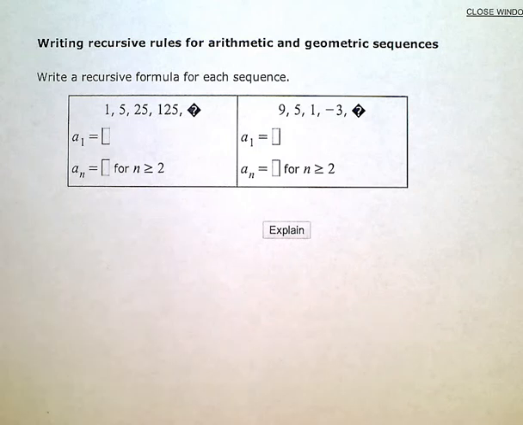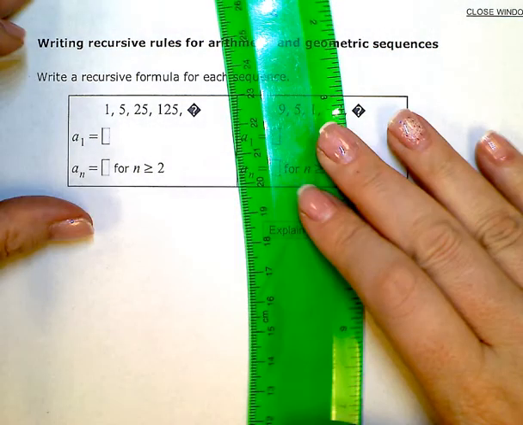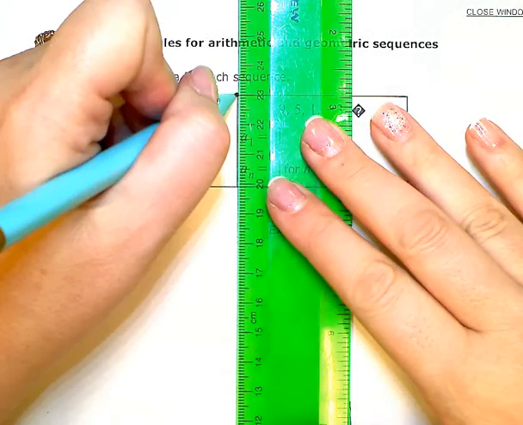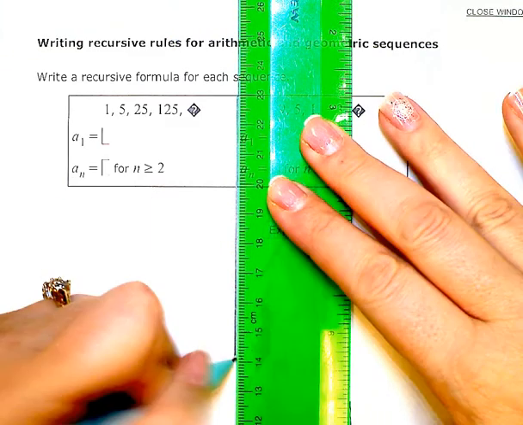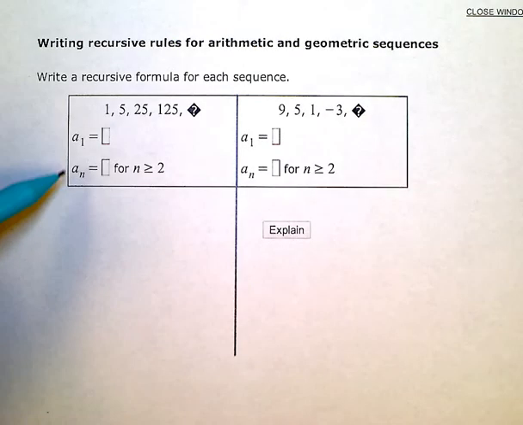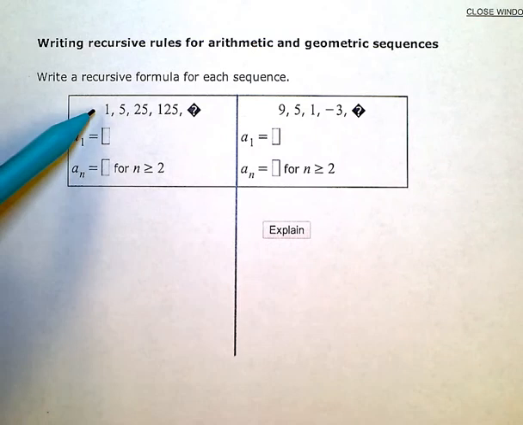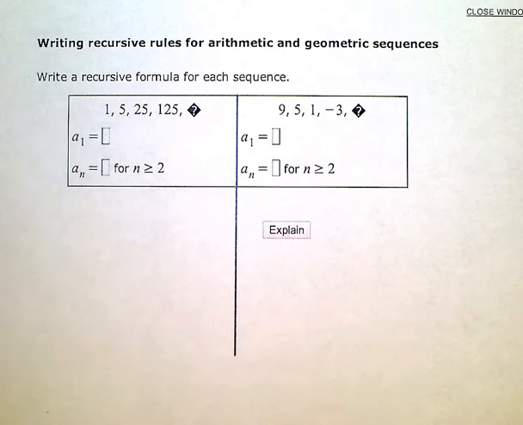Okay, so writing recursive rules for arithmetic and geometric sequences. My instructions say write a recursive formula for each sequence, okay? So I have a sequence here. I want to be able to write a set of instructions, basically, on how to generate this sequence. And I want my instructions to be symbolic, okay?